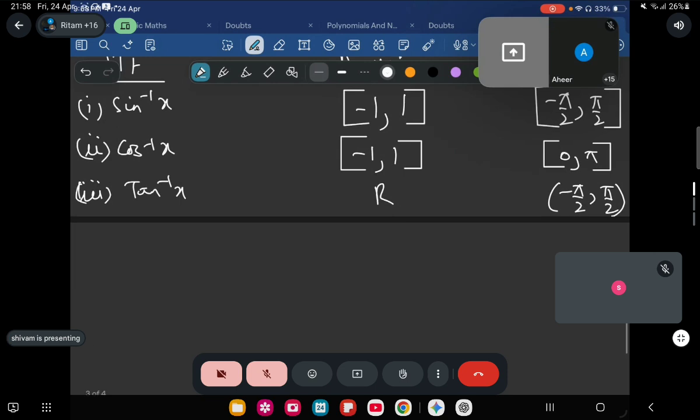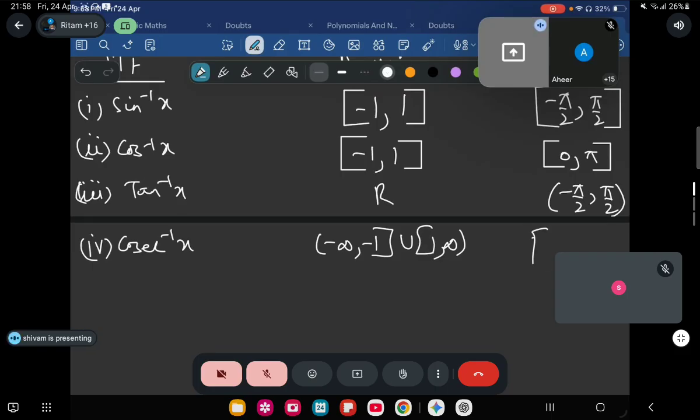Next, number 4. Cosec inverse x. Domain is minus infinity, comma minus 1, closed, union 1, comma infinity. Range will be closed, minus pi by 2 to pi by 2, except the element 0.